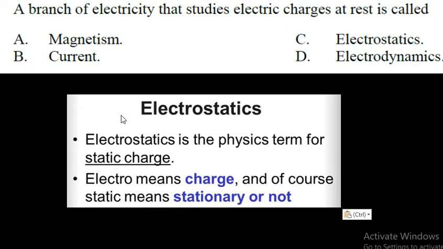So as you see here, electrostatics is the branch of physics. It is the physics term for static charge. Electro means charge, and of course static means stationary or at rest. Therefore, electrostatics is a branch of physics or a branch of electricity that studies electric charge at rest. So the answer will be C.